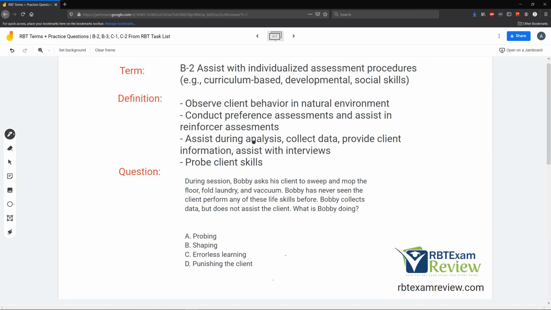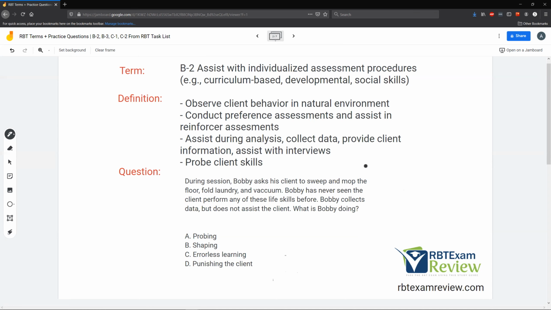This can be curriculum, this can be developmental, it can be social skills, okay? So as the RBT, you'll observe the client in the natural environment, you'll report on what you see to your BCBA, you'll conduct preference assessments, and you'll assist in reinforcer assessments, you'll assist during analysis, you'll collect data, provide client information, and assist and conduct interviews. And then finally, you'll probe client skills. So what is a probe? Okay, a probe is when we ask a client to do a skill that we're unsure whether or not they know it. And that's it.